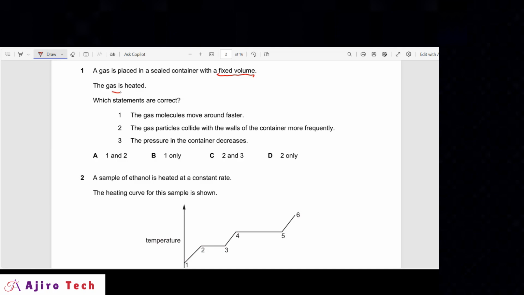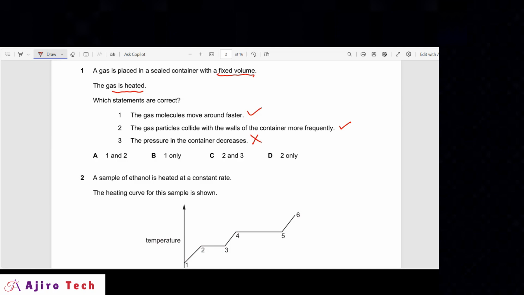The gas is heated, so expect that when you heat the gas, the particles will begin to move faster or vibrate, hit the walls of the container, basically. So which statements are correct now? When the gas molecules are heated, of course, you expect them to move faster. The gas particles will collide with the walls more frequently, yes, because the average kinetic energy of the particles has increased.